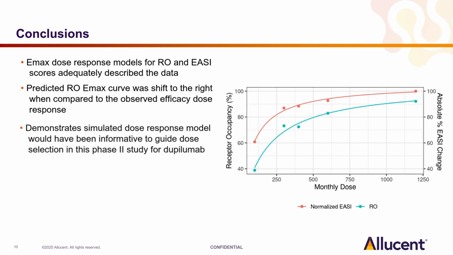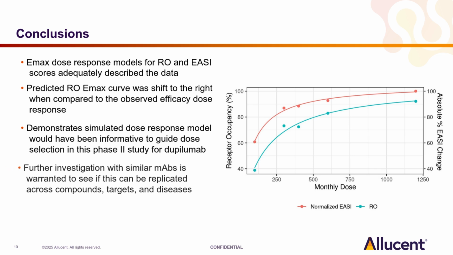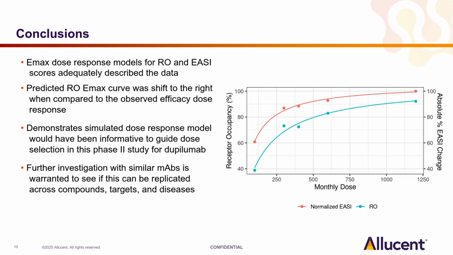So this demonstrated that a simulated dose response model would have been informative to guide dose selection in this phase 2b study for dupilumab. And further investigation with similar mAbs is warranted to see if this process can be replicated across other compounds, other monoclonal antibodies, other targets, and other disease states.